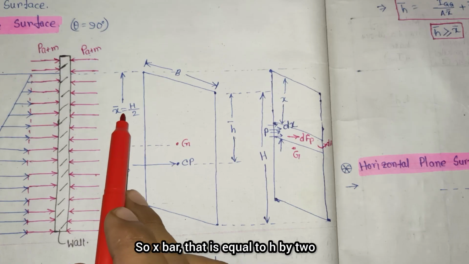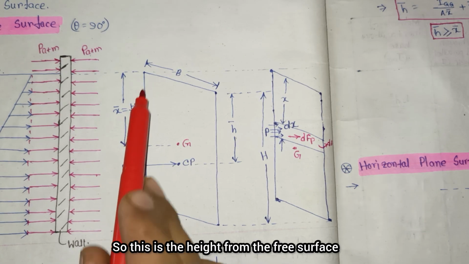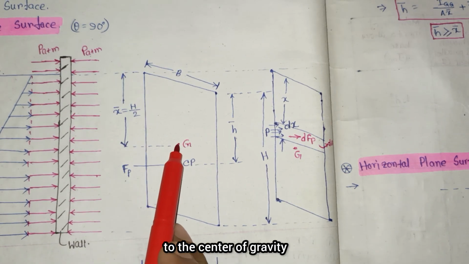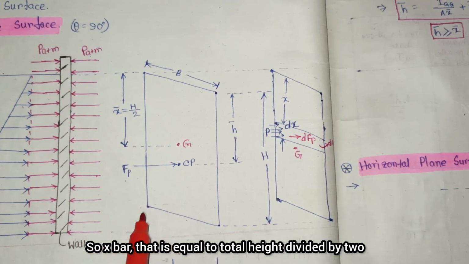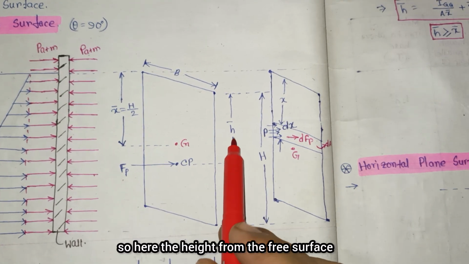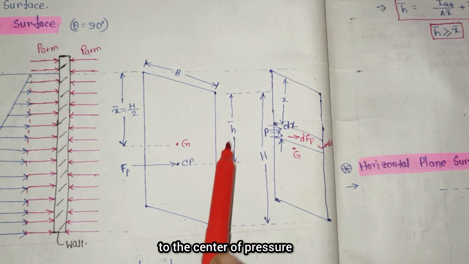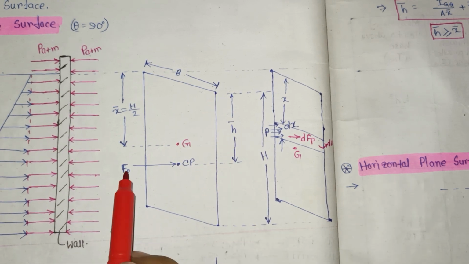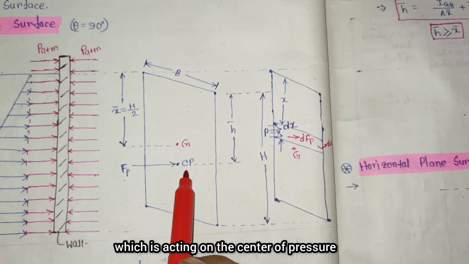So x bar is equal to h by 2. This is the height from the free surface to the center of gravity, so x bar equals total height divided by 2, that is h by 2. And cp is the center of pressure. The height from the free surface to the center of pressure is known as h bar. Here the pressure force acts at the center of pressure.